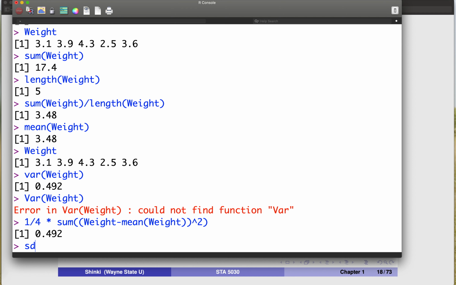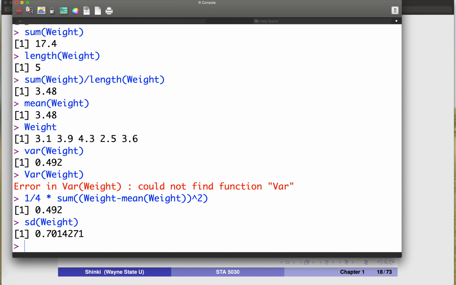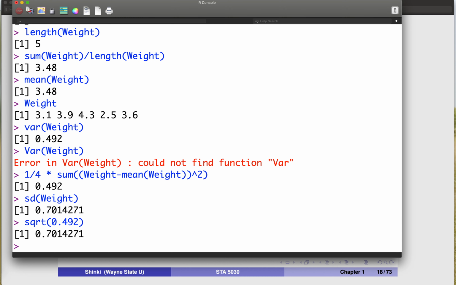Also, we have the standard deviation function, sd. sd of weight is the square root of 0.492. So this is how to calculate variance and standard deviation.